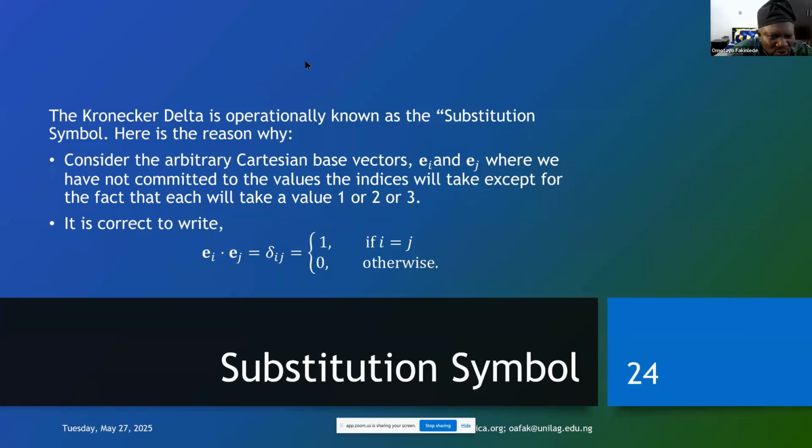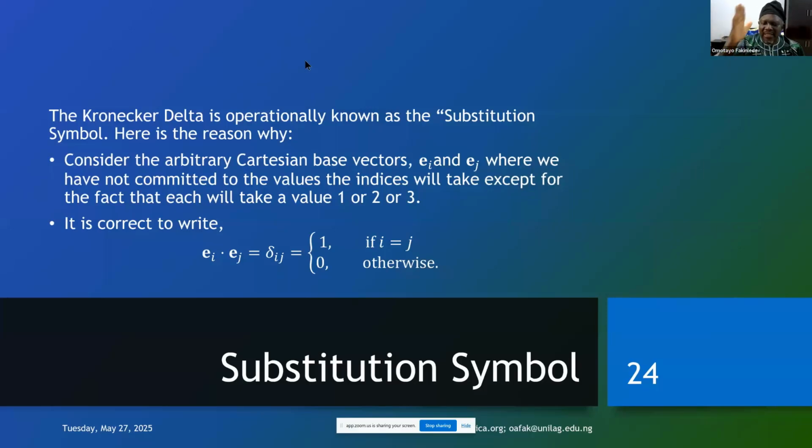So it is therefore correct to write e_i dot e_j is delta ij, because this dot product will give us 1 only if i and j are taking the same values. For example, if i is 1 and j is 1, we are going to have 1. If i is 2 and j is 2, we are going to have 1. If i is 3 and j is 3, we are going to have 1. In any other situation, we are going to have 0.